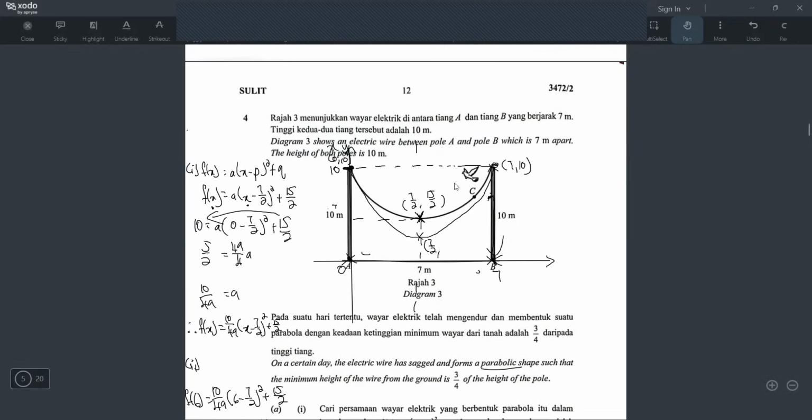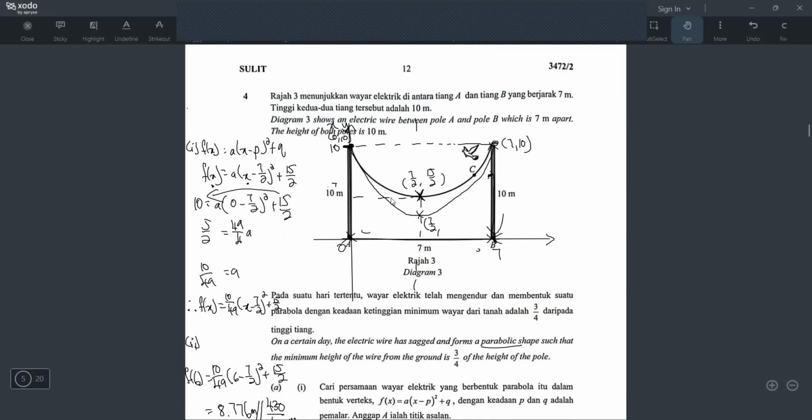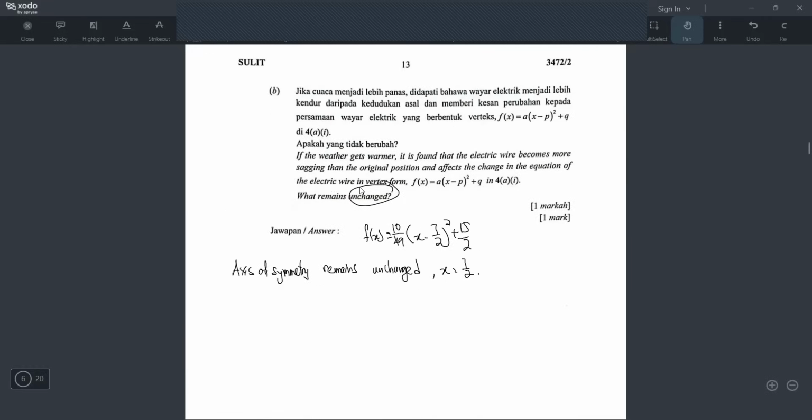Because you can clearly see the width of the curve has changed already. Because if it becomes more sagging, it means definitely the width of the curve changes, right? Even though it's still U-shaped, they both have positive A value, but they will not have the same positive A value. That is why when they ask you which remains unchanged, only the axis of symmetry remains unchanged. The rest all will change, right? And you get 1 mark for this.